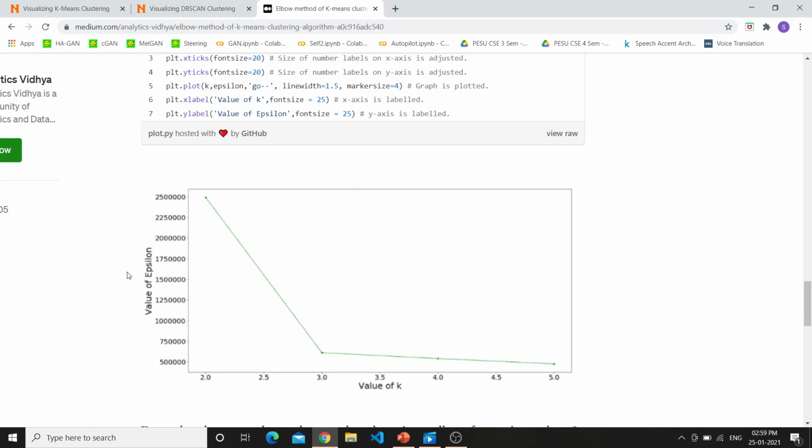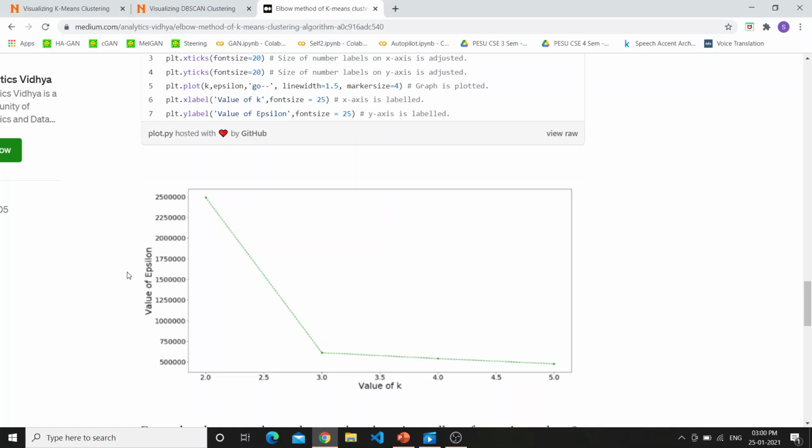Once you have that cost, what you do is you perform K-means with a particular set value of K. Let's say K equals 1. Actually, K equals 1 doesn't make sense. So K equals 2. You start with K equals 2, you find the cost, and you plot it on a chart.